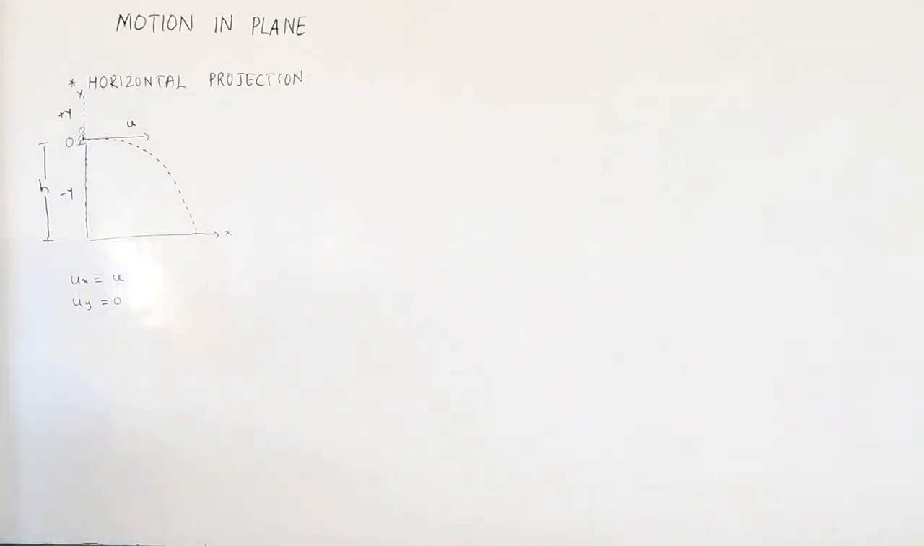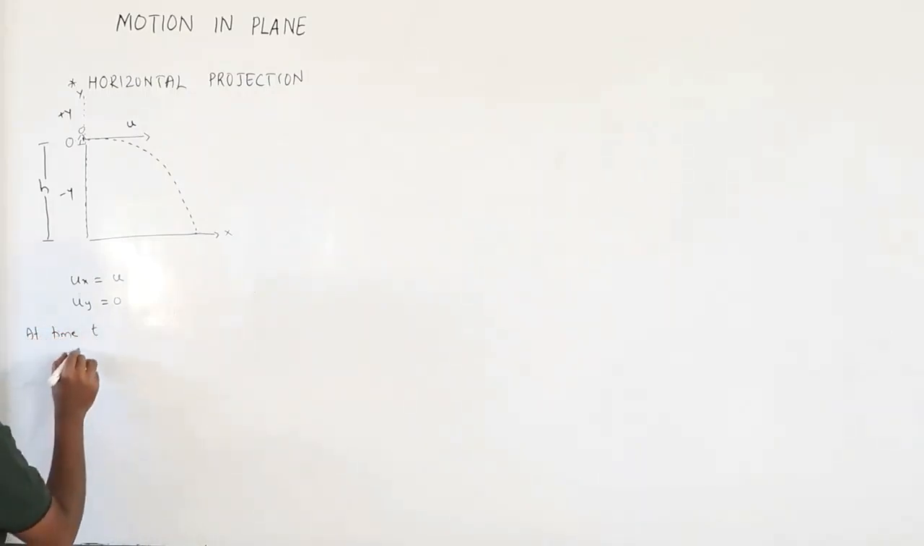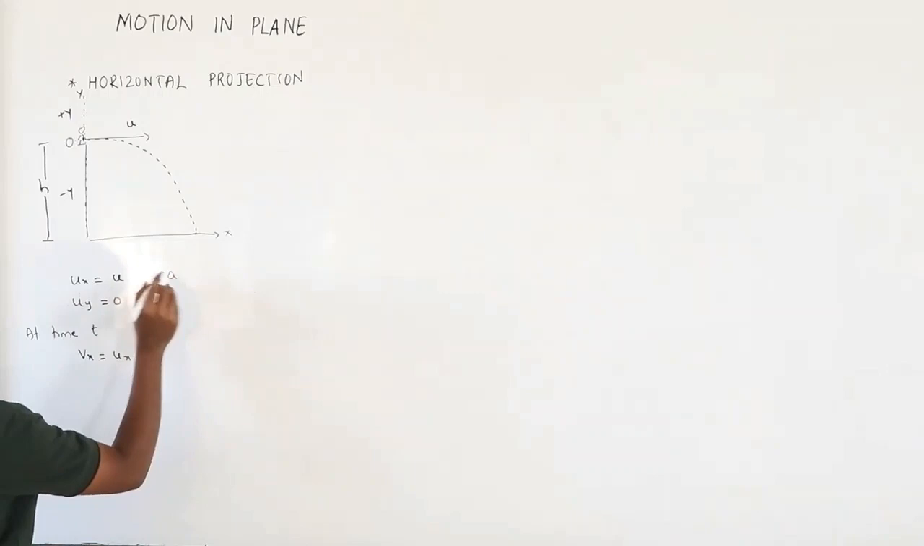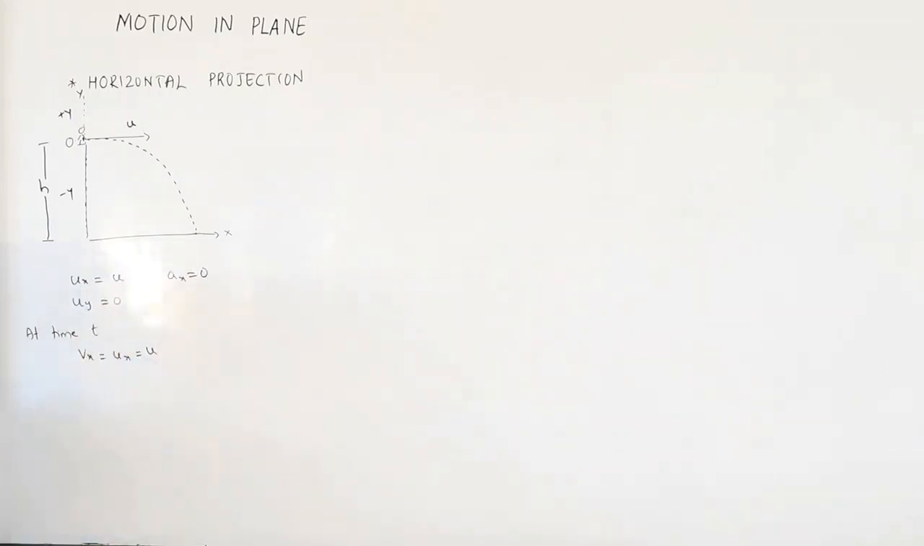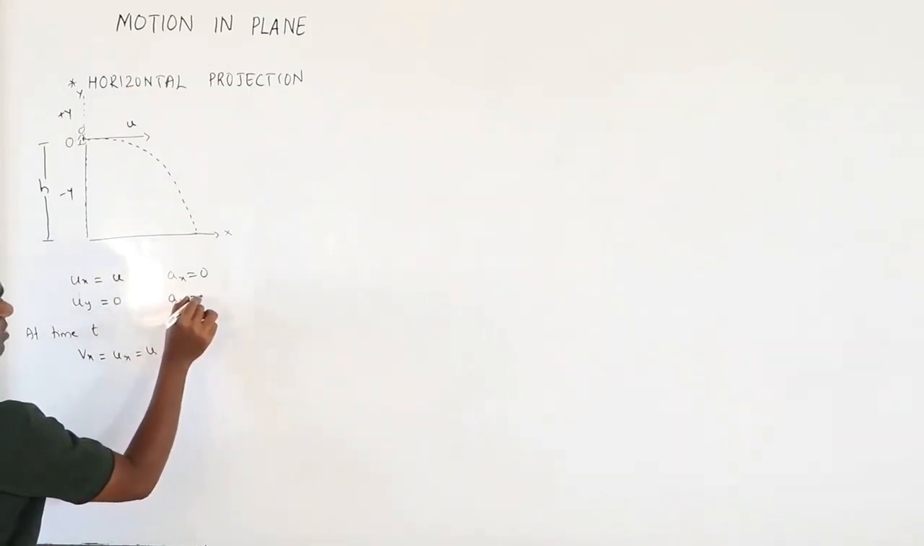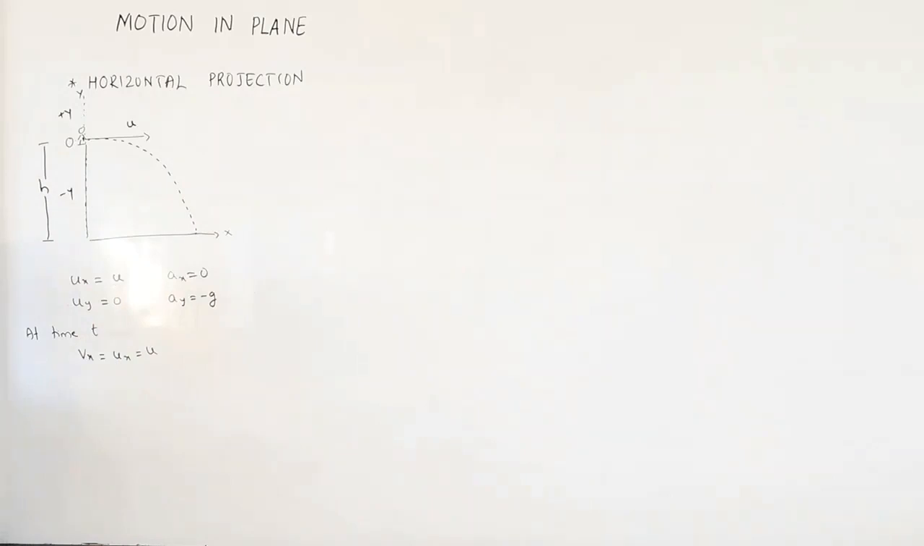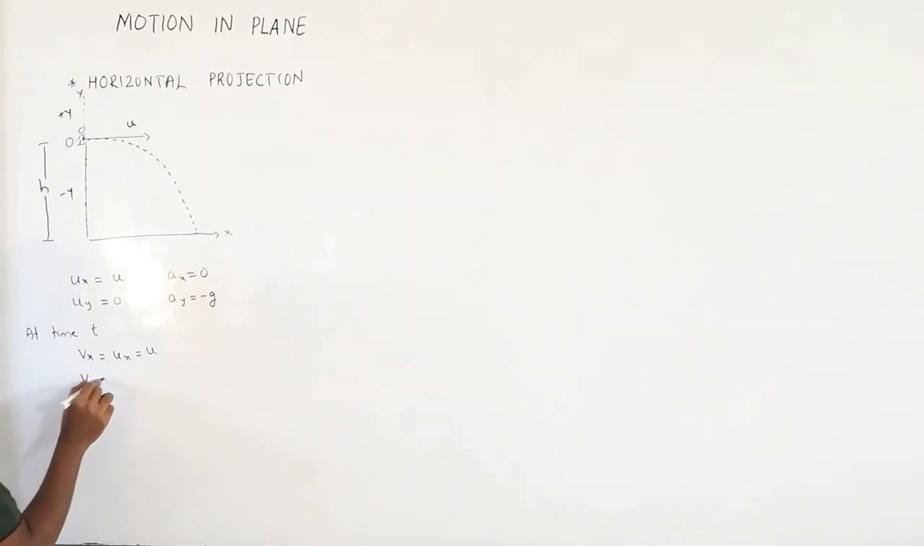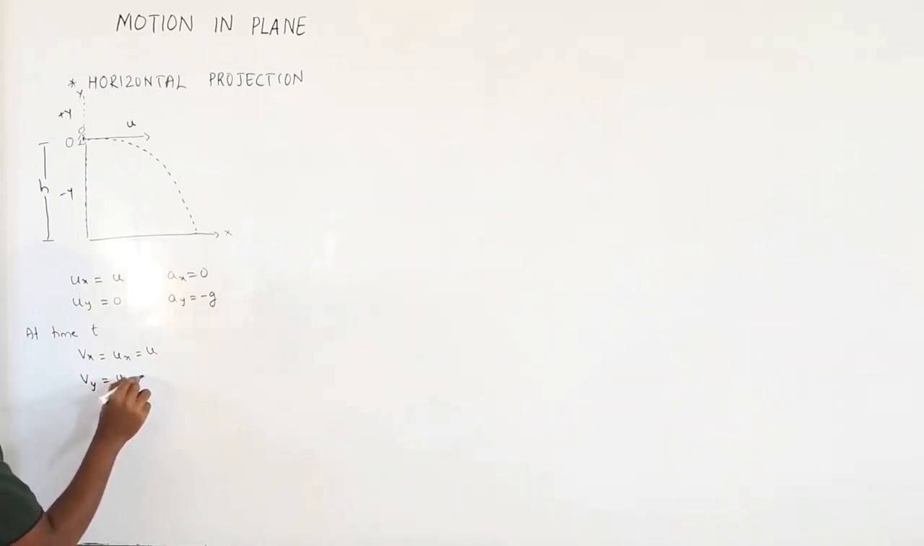Similarly, at a time t, what is Vx? Vx is nothing but ux, that is equal to u, because acceleration along the x-axis is 0 since velocity is constant. What is acceleration along the y-axis? Acceleration along the y-axis is minus g because it is in the downward direction. So you got Vx, the velocity at time t, equal to the initial velocity u. What about Vy? Vy is uy minus g into t. uy is already 0, so this is only minus g into t. This is the Vy.